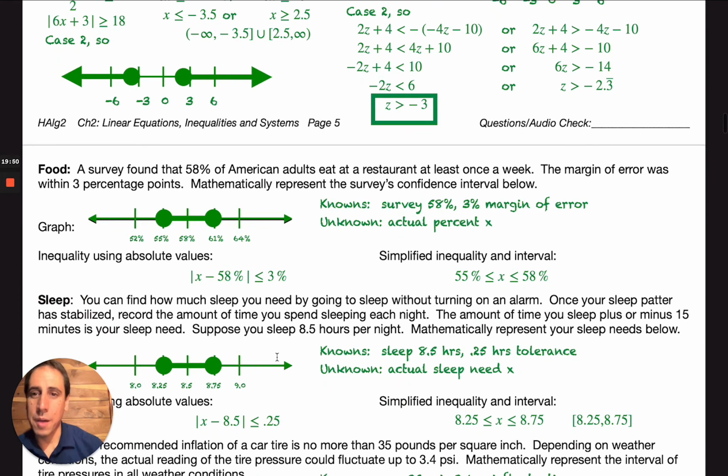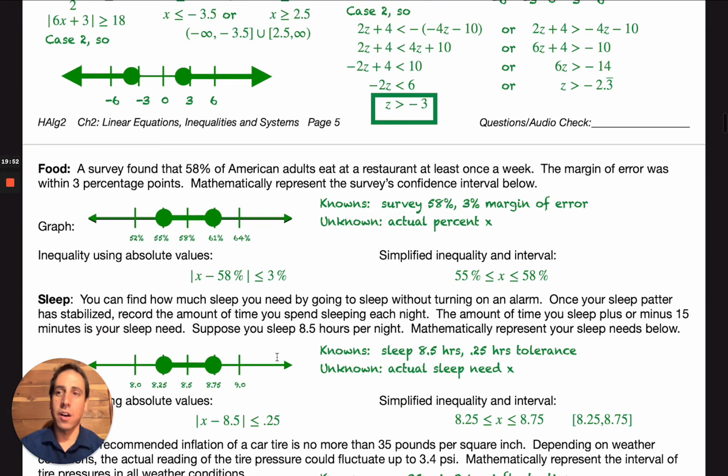Sleep. You can find out how much sleep you need by going to sleep without turning on an alarm. Once your sleep pattern has stabilized, record the amount of time you spend sleeping each night. The amount of time you sleep plus or minus 15 minutes is your actual sleep need. So suppose you sleep 8.5 hours per night.